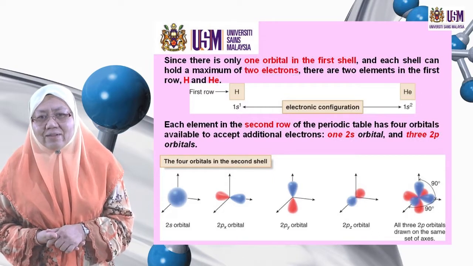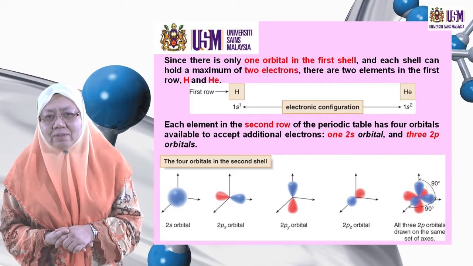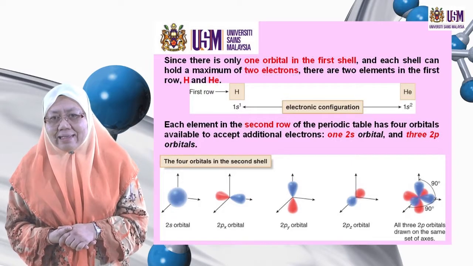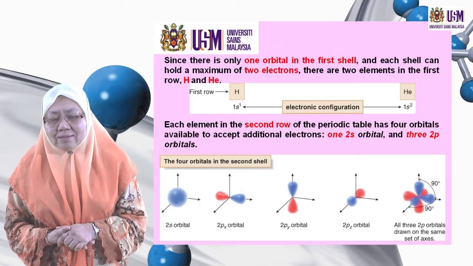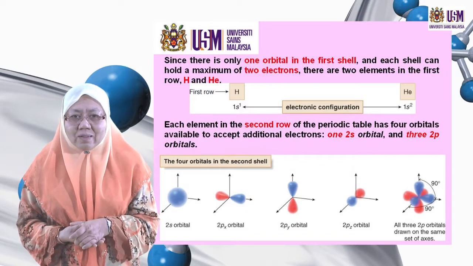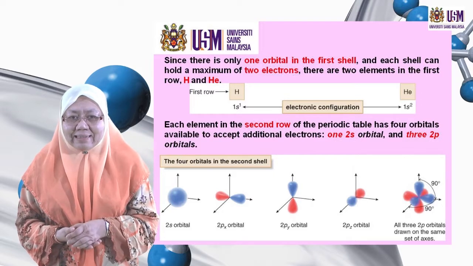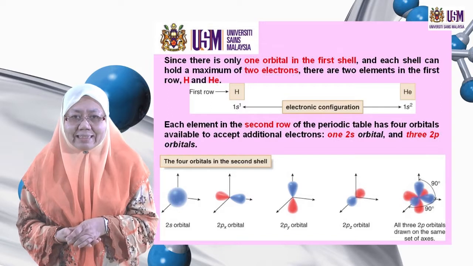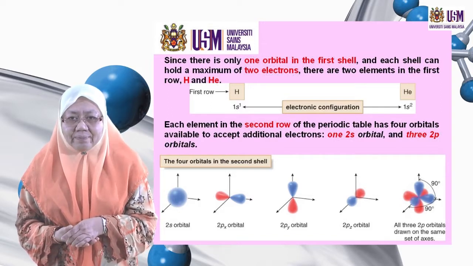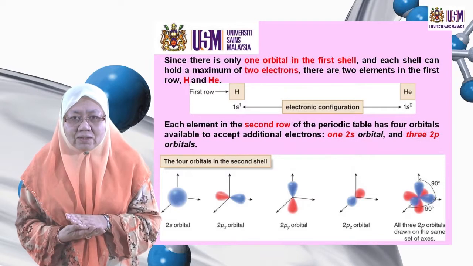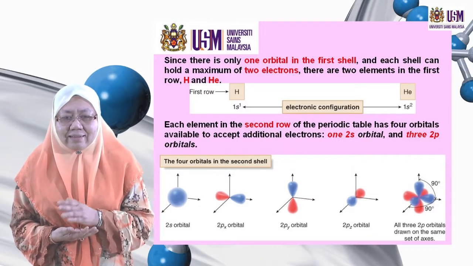Each element in the second row of the periodic table has four orbitals available to accept additional electrons, which is one 2s orbital and three 2p orbitals. As we can see in the diagram given, the 2s is just the same shape as the 1s, only slightly bigger in size than the 1s orbital. It is spherical. And the 2p orbitals are all dumbbell shaped. As we can see, we have a 2px, 2py, and a 2pz. That is, the three 2p orbitals each belong to a different axis that they are located on.